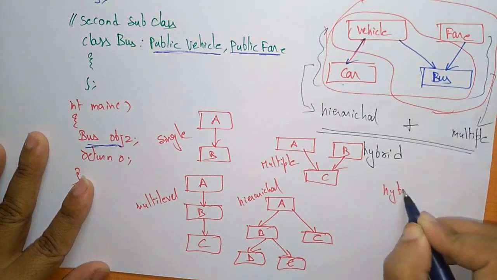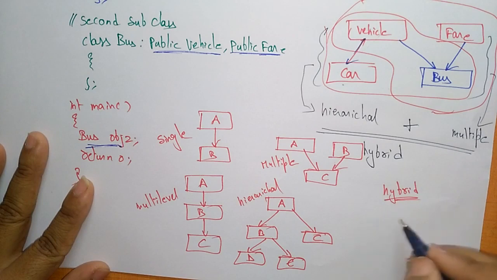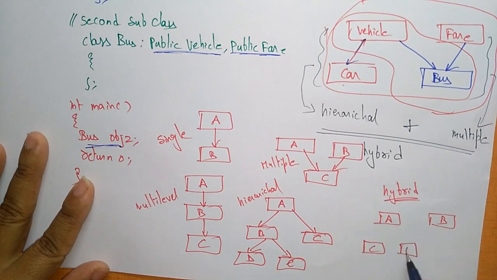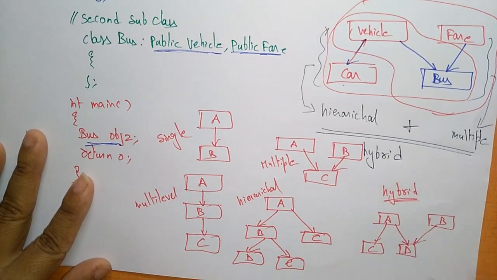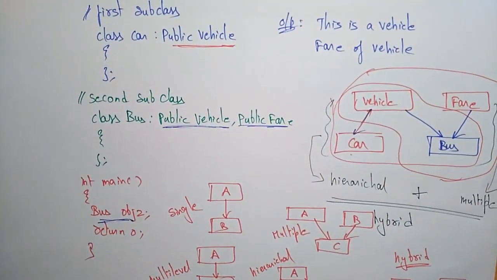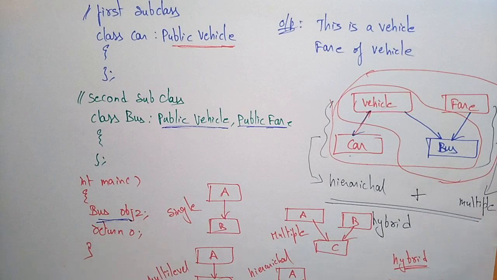Hybrid means a combination of both: A, B, C, D. So this is hybrid. These are the different types of inheritance: single inheritance, multiple inheritance, multi-level inheritance, hierarchical inheritance, and hybrid inheritance. I hope you understand clearly about all these different types of inheritance.